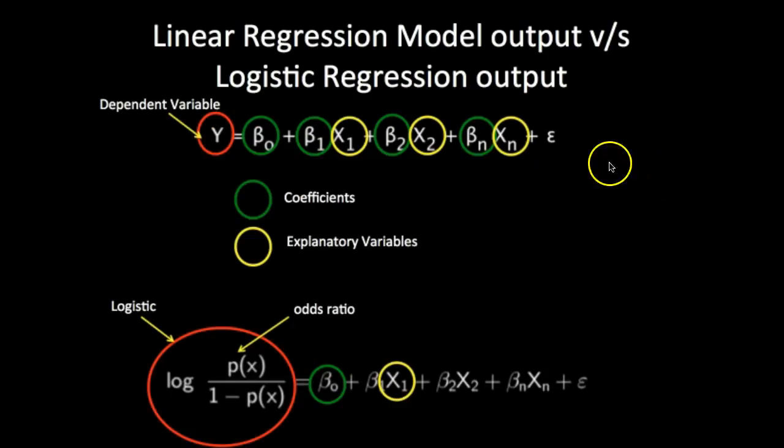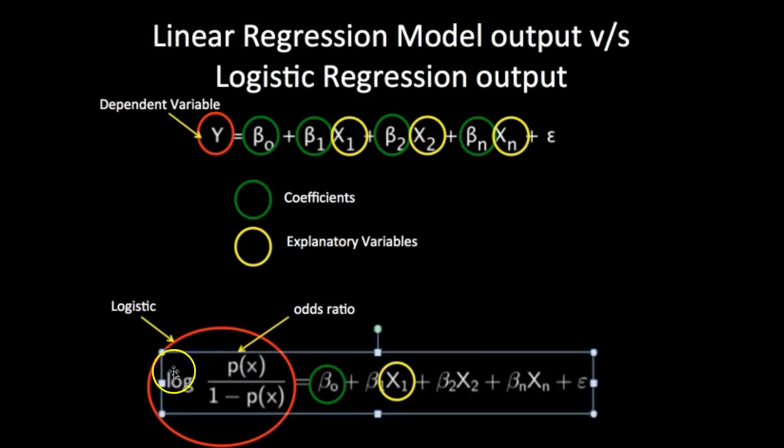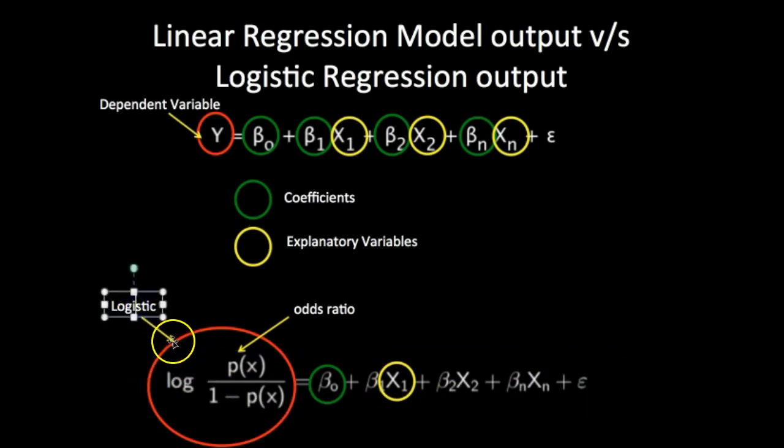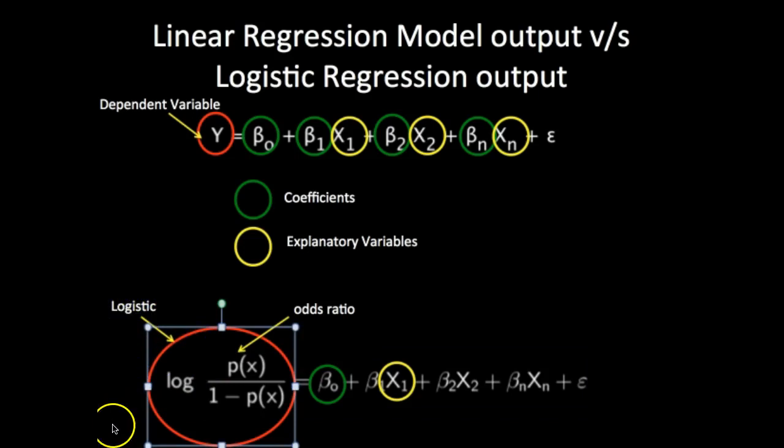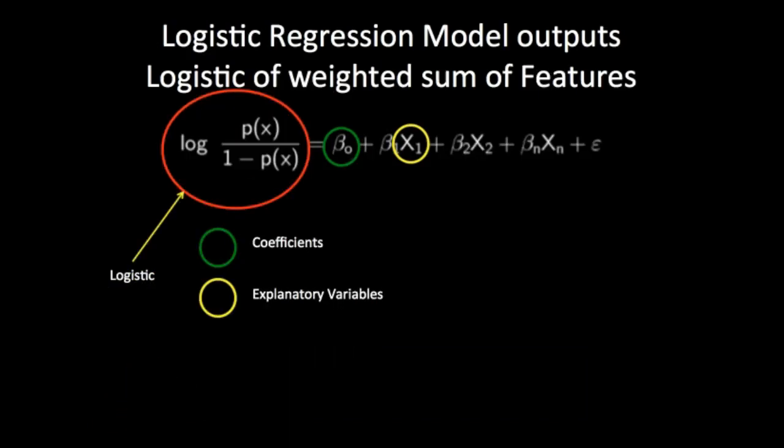Just like the linear regression model, the logistic regression model computes a weighted sum of features, but outputs a logistic. This is a very important concept to remember. Let us look at the formula once again.